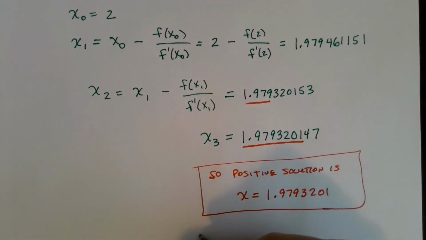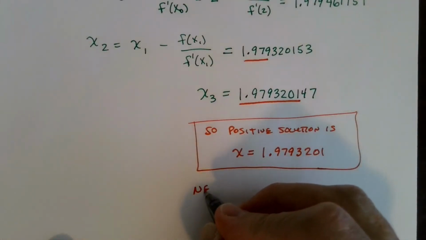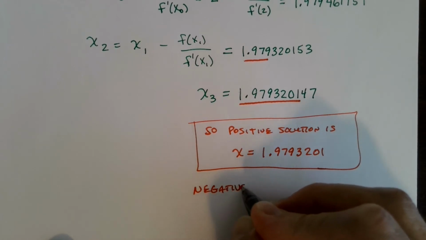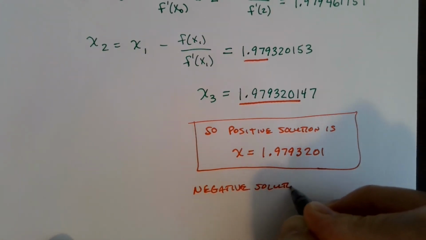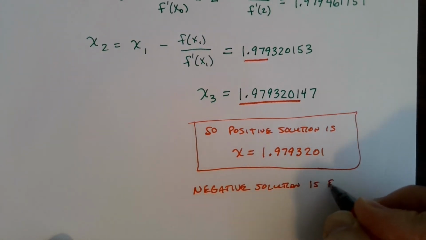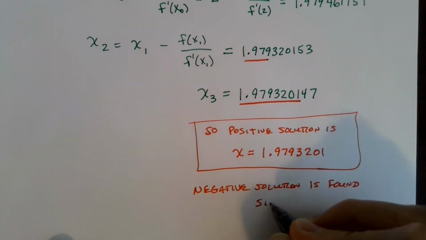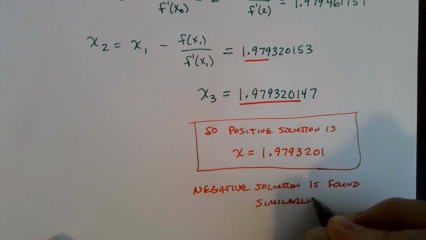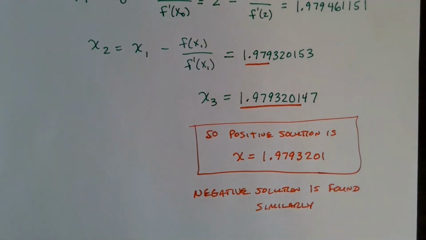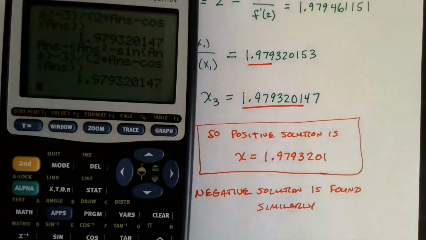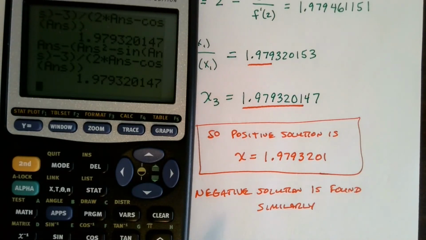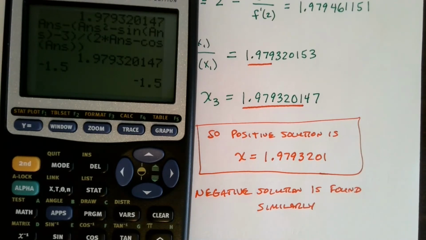So the negative root would be found similarly. The negative solution is found similarly. What would you plug in there? Probably negative 1.5. Let's just do that real quick in the calculator, and I'll show you how we can do this. So I can do negative 1.5, hit enter. That puts that into the answer.